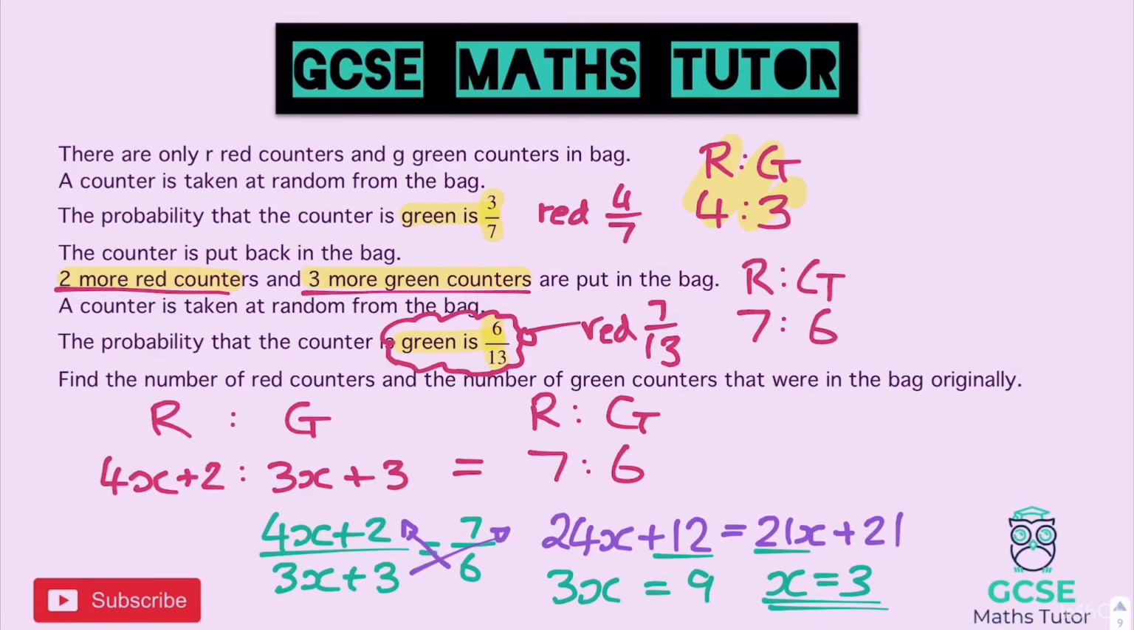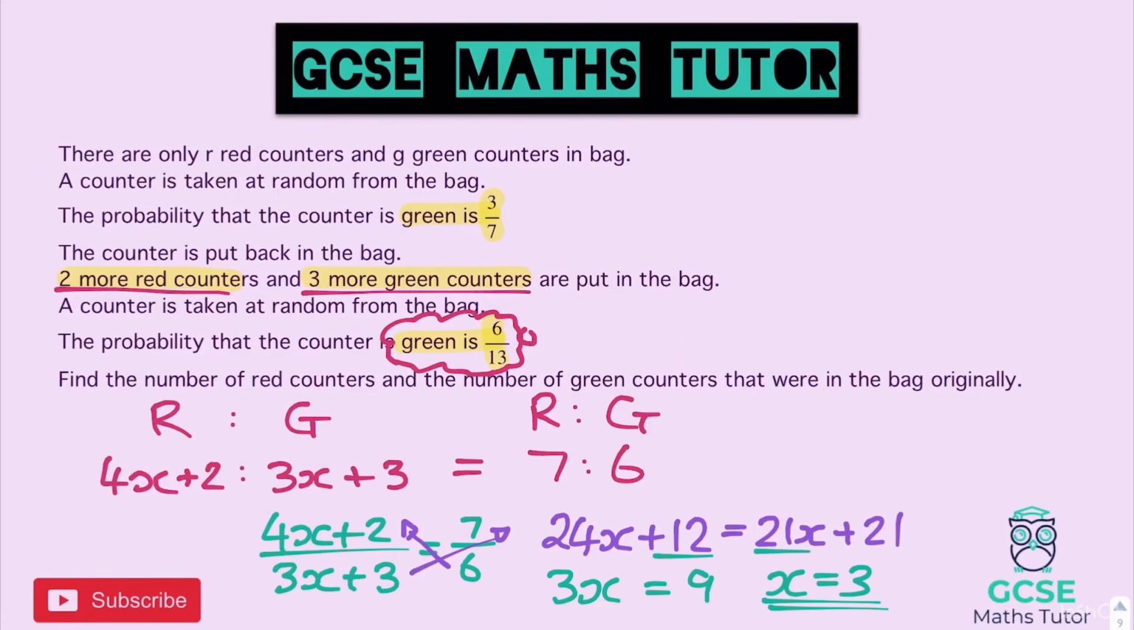Now let's just get rid of some of this because this is obviously not our final answer here, because the question down below has said, find the number of red counters and the number of green counters that were in the bag originally. So originally, let's have a look, we had 3x for our green counters and our red was 4x. So red to green was 4x to 3x.